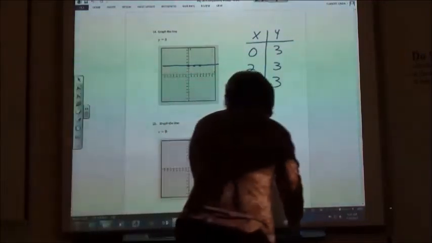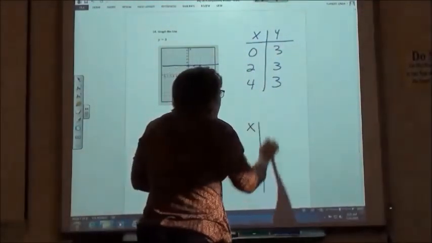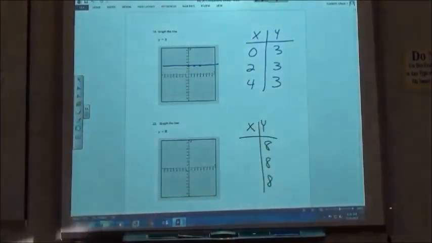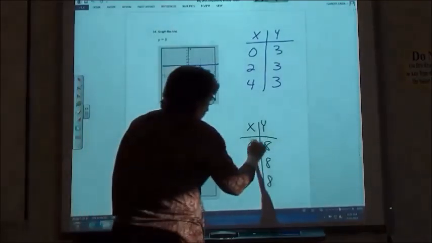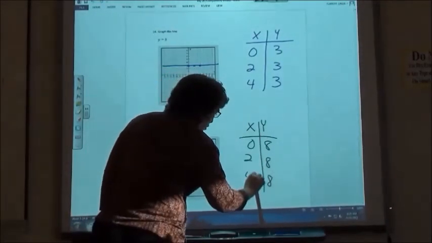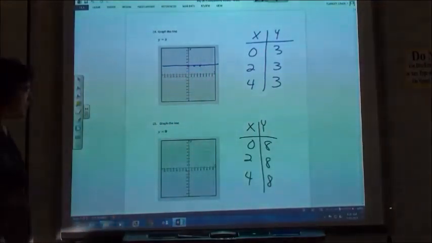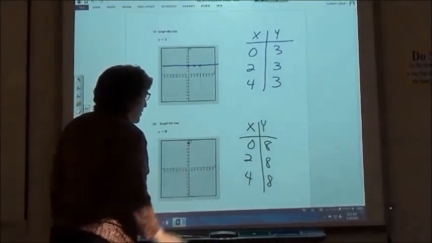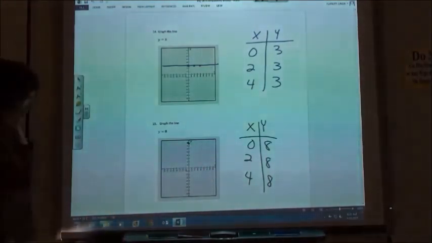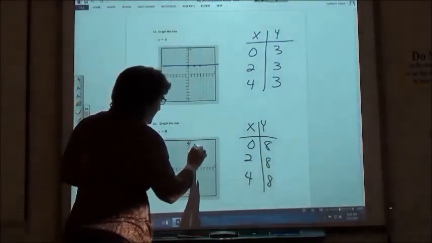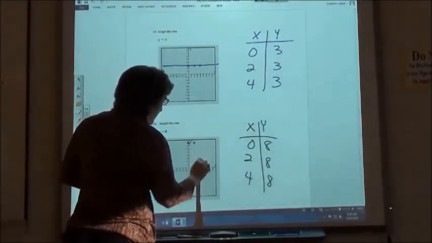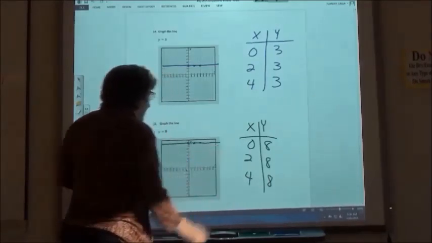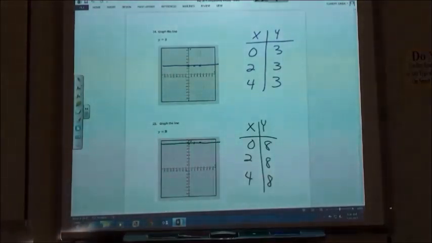Okay. So number 15 says y equals 8. What should my table look like? 8, 8, 8 under y. My x's, 0, 2, and 4 again, sure, whatever you want to use there. So 0, 8. My y is going to be 8, so my dot's going to be way up there on 8. And then 2 over and 8, and 4 over and 8. So that my line goes horizontally and touches y equals 8. Okay?